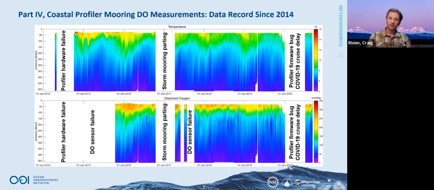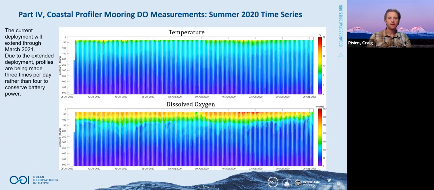And that final gap in early 2020 was a result of a firmware bug that actually caused all of the McLanes across OOI to stop working on the 1st of January 2020. In the bottom, you can see the same gaps plus a couple of extra gaps in the dissolved oxygen record. Those additional gaps are related to DO sensor failures, sensor issues where we had issues like a torn membrane or issues with the calibration coefficients. Like I said, the profiler stopped working because of a firmware bug on the 1st of January 2020. We then had the start of the COVID-19 pandemic and our cruise was delayed.